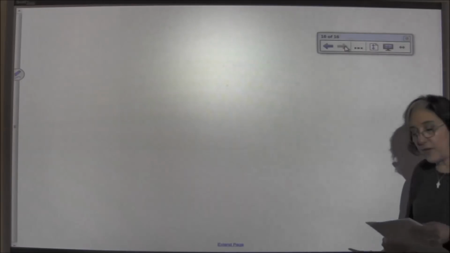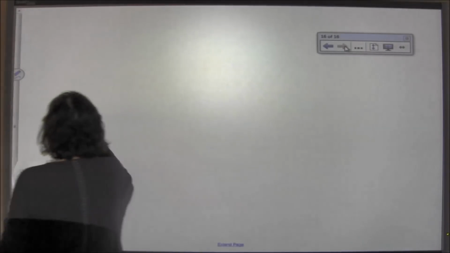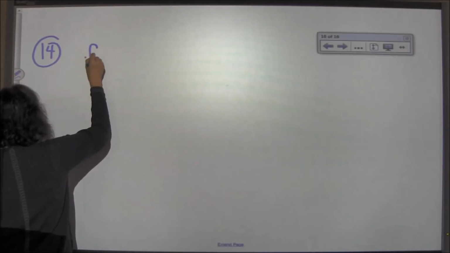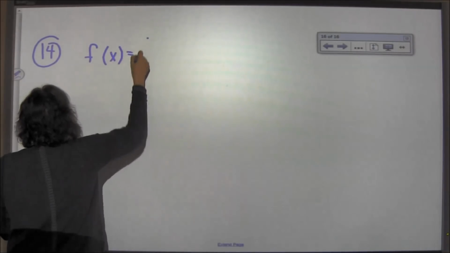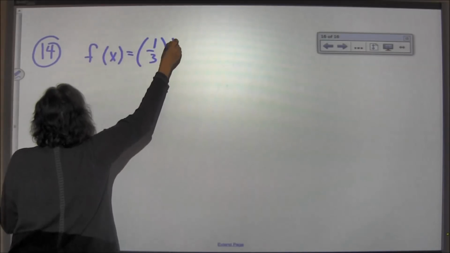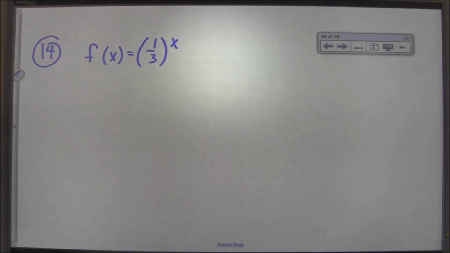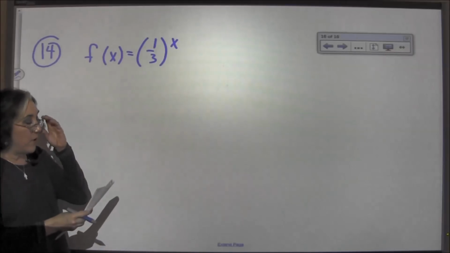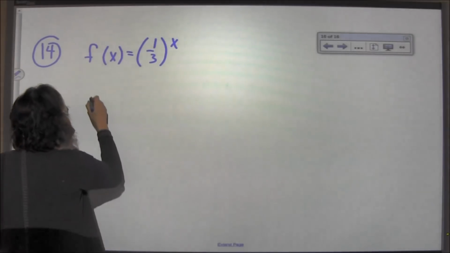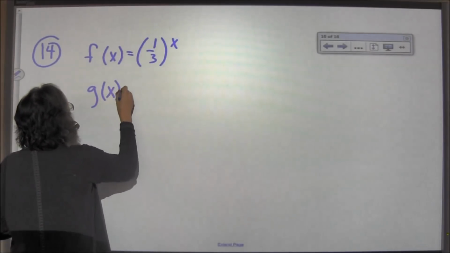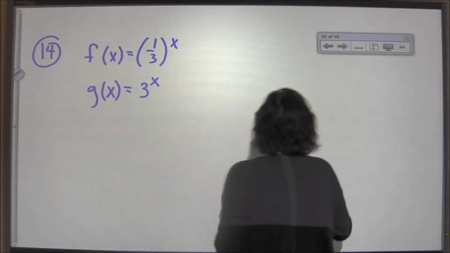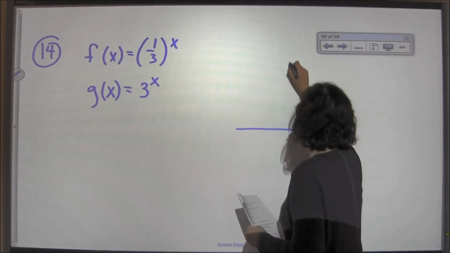Okay. Graph 14 says to graph these two on the same graph. It's not necessarily that that's what you're going to do. It's just to have you doing the two and remembering how they're related. There's a few problems in here that are like that, where they're just trying to get you to remember some things. So they're saying graph 1/3 to the x and also graph 3 to the x on the same graph. And to label everything.